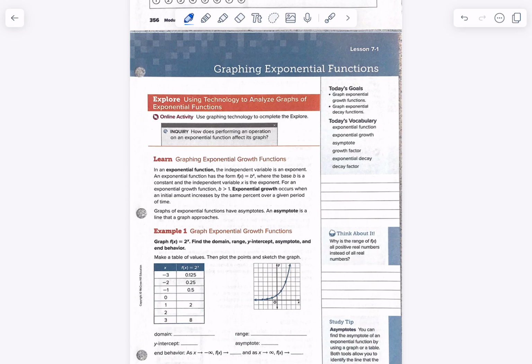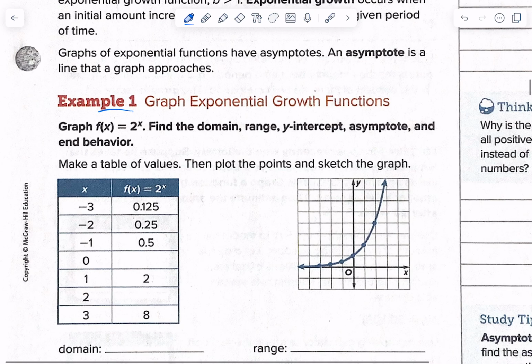Nope. 2. What's anything to the 0 power? 1. Anything to the 0 power is 1. Okay, now if I do 2 to the first power, if I'm plugging 1 in for x, right? What's 2 to the first power?